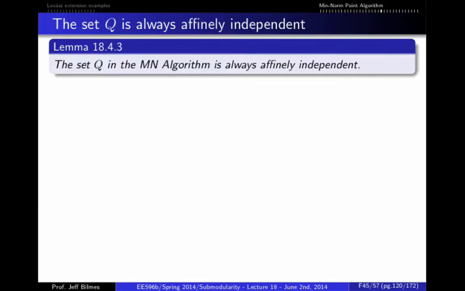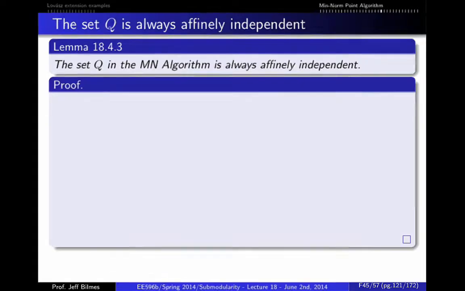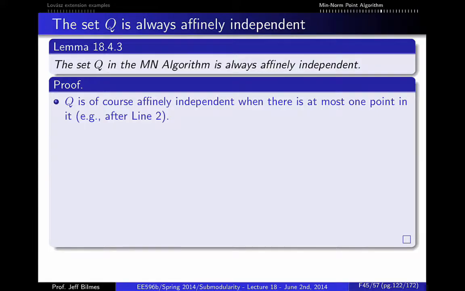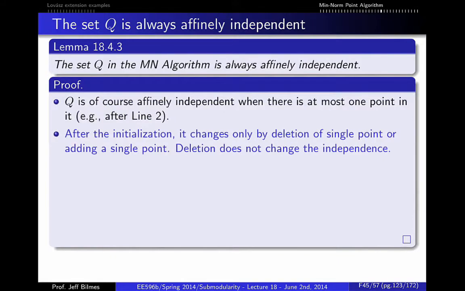Okay, theorem 1. Theorem 2. The set Q in the minimum norm algorithm is always affinely independent. Why is that? When we add one point, it's always affinely independent, right? Clearly. So after line 2, again, looking at your sheet here, we're trying to prove something about the algorithm. So after line 2, it's clearly affinely independent.